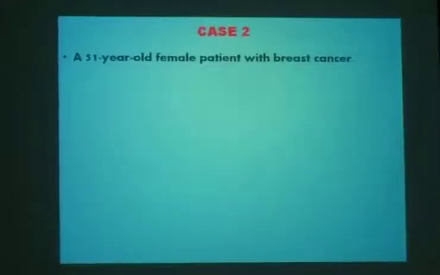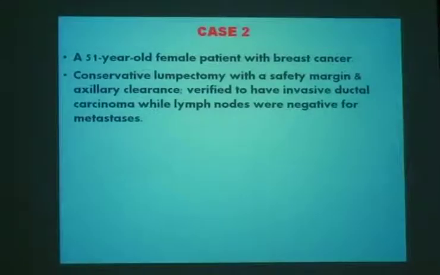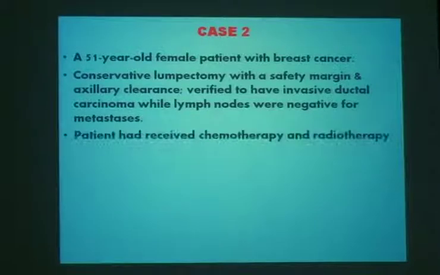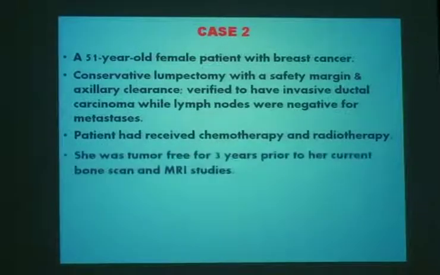This is another case, a 51-year-old female patient with breast cancer. Conservative lumpectomy with a safety margin and axillary clearance was performed. The lymph nodes were negative for metastasis. She received chemo and radiotherapy. She was tumor-free for 3 years prior to her current bone scan and MRI.